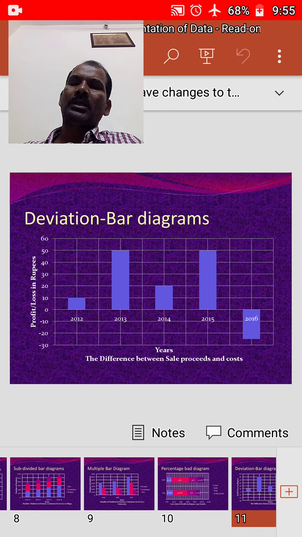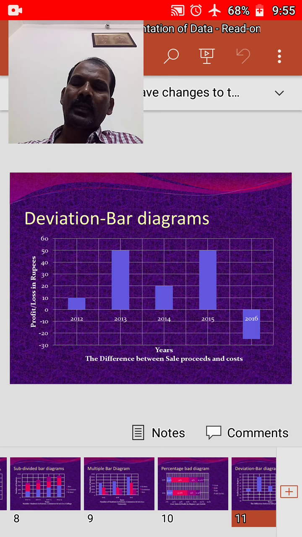If the sale price is higher than the total cost, certainly we will get profit. If the sale price is less than the total cost, then certainly we will get losses. Here only one item is found, that is in the year 2016, minus 25, that is a loss is given. Hence it is a deviation bar diagram.